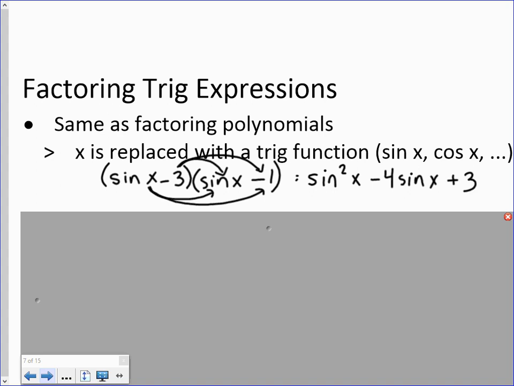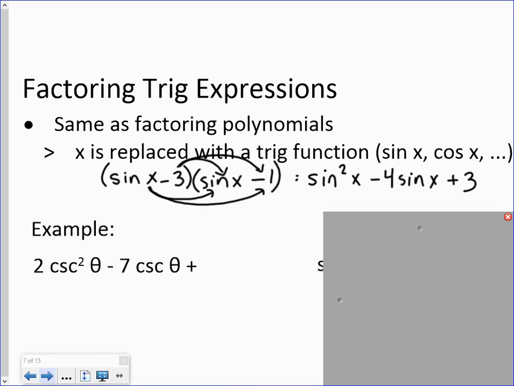So you're going to be on the lookout for things that look like this piece over here on the right, sine squared x minus 4 sine x plus 3. And when you see that, you're like, oh, hey, a trinomial. I can factor that. It's going to be sine x minus 3 times sine x minus 1. So you can think about it in your head as these are really just like the old polynomials, but they've got the trig functions in them.